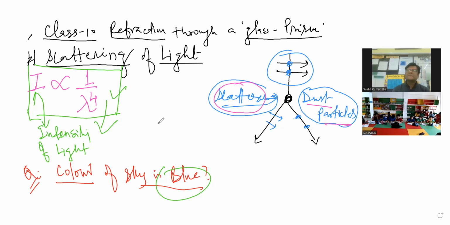Then next, all of you add: since blue color has intermediate or lesser wavelength, it scatters maximum.